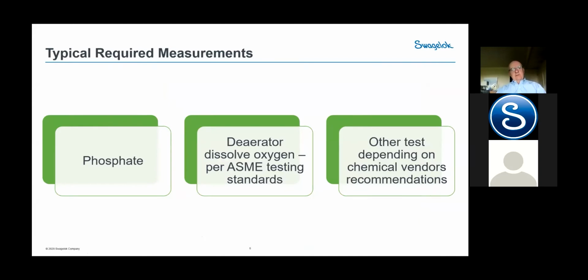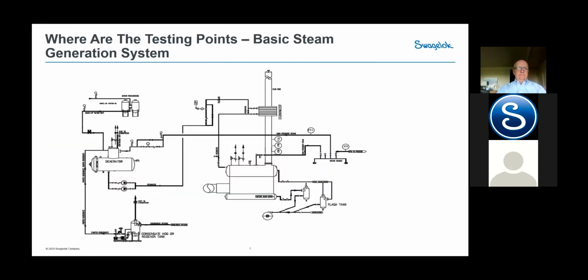Other requirements for measurement could be phosphate and deaerator dissolved oxygen per ASME testing standards. A big thing is testing the deaerator for dissolved oxygen. Unfortunately, probably 70% of the plants are not doing it, and they need to be doing it. One of the things we deal with in the steam system is corrosion, and we need to know the deaerator is removing the dissolved oxygen and other non-condensable gases per ASME. Other tests, as I said before, depend on the chemical vendor and their recommendations.